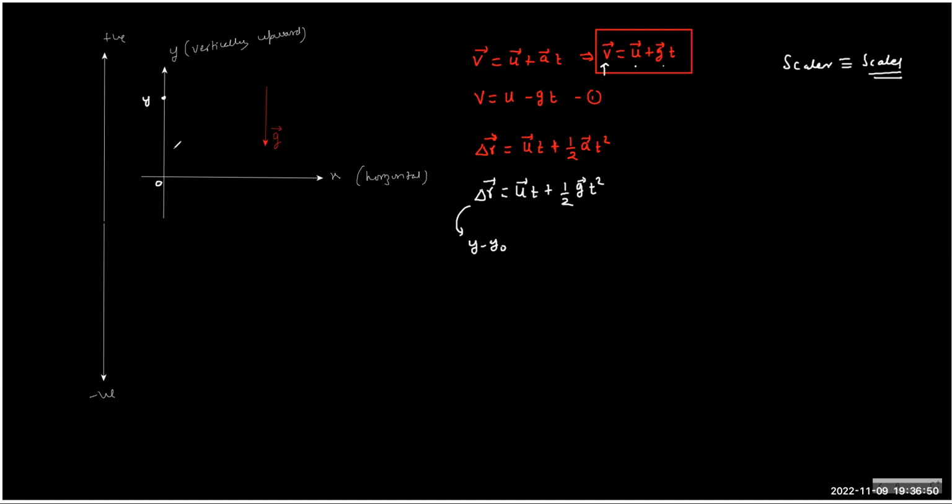What is y naught? Y naught is called the initial position, which need not be origin. It could be here also. Yes or no? So this is called position at 0. This is called position at any time t. So the delta we write as y minus y naught. Okay.